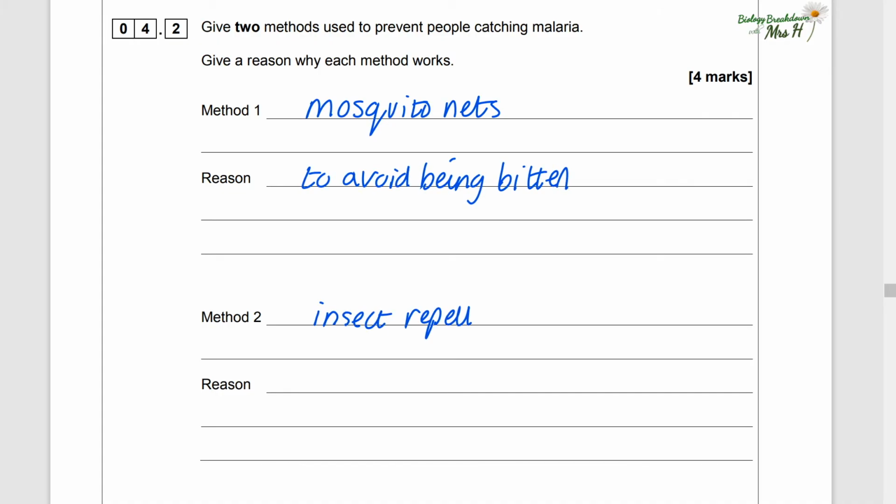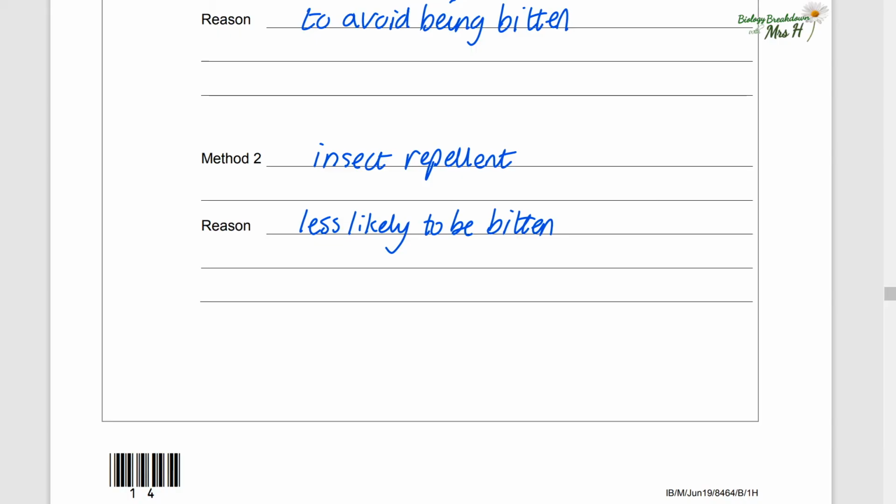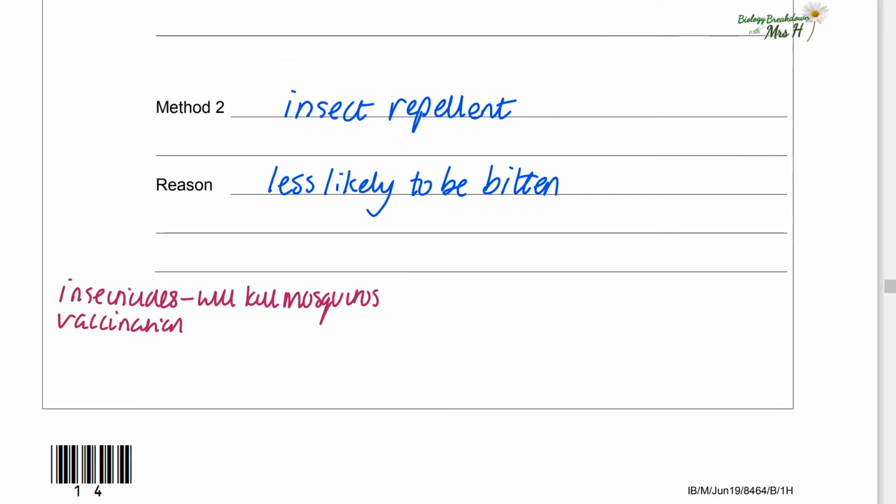You could use an insect repellent, and that means that you're less likely to be bitten. You have only been asked to put 2, but you could also have put insecticides, which will actually kill the mosquitoes. There are also vaccinations now, and you could take anti-malarial tablets as well.